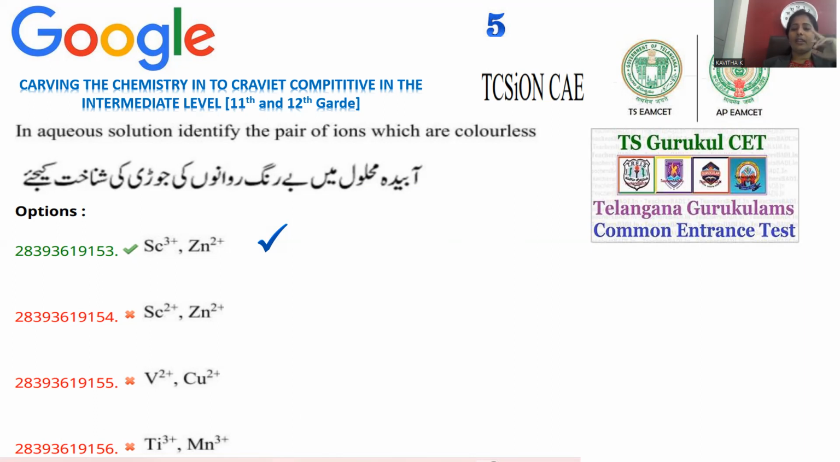Titanium+3 with 1 odd electron. Vanadium+2 with 2 odd electrons. Copper+2 with 1 odd electron. Scandium+2 with 1 odd electron. Zn+2 with 0 odd electrons, so a colored complex is not possible; colorless for Zn+2. But scandium+3 has 0 odd electrons, zinc+2 has 0 odd electrons. Only the possible answer will be option number 1. For question number 5, option number 1 is the correct answer. Due to the absence of d-d transition, they are colorless complexes.